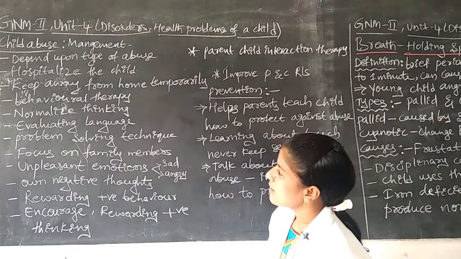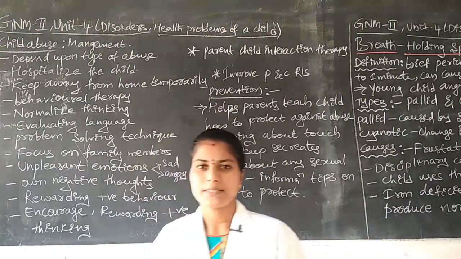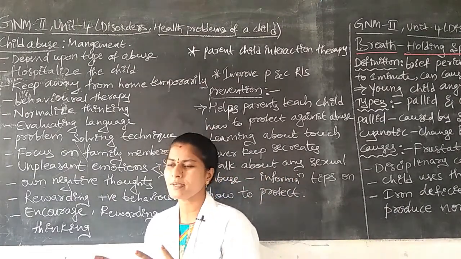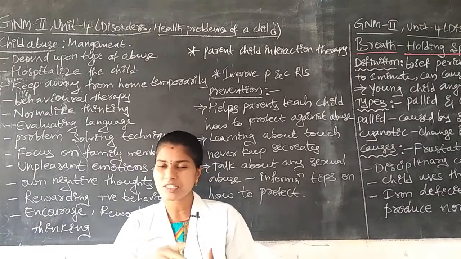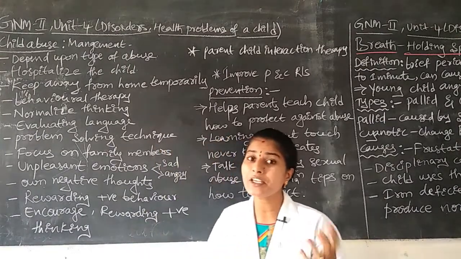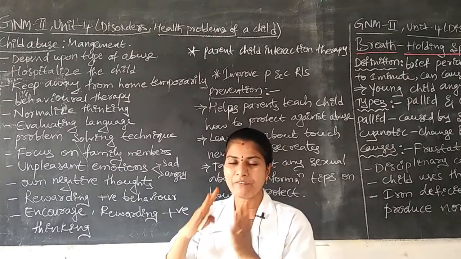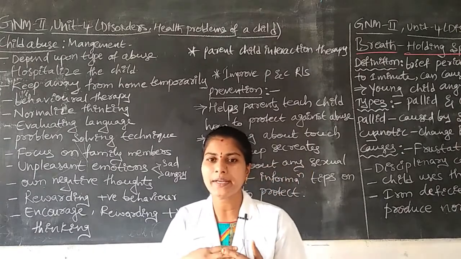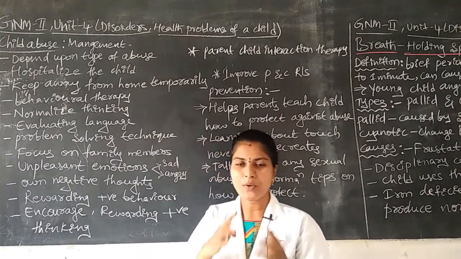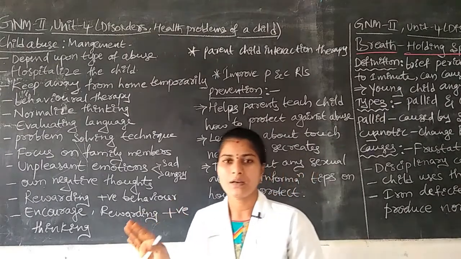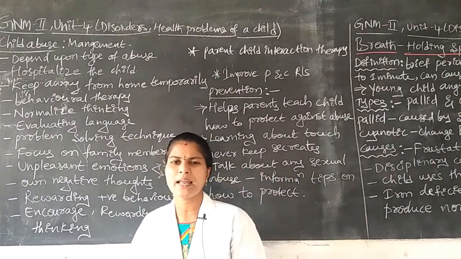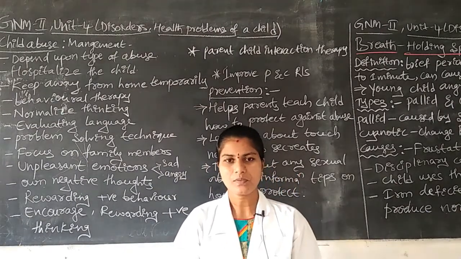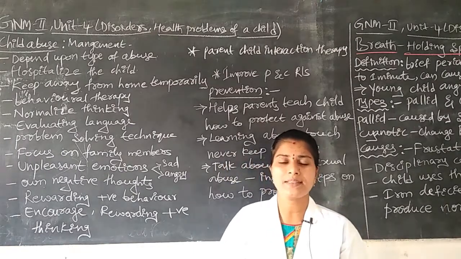Next one is normalized thinking. Sometimes the child thinks negative thoughts. When the parents do some favor for the children, the child takes it negatively: this is only a benefit for the parents, by doing this activity we are not getting any benefits, my parents alone are getting the benefit. Like that, the children have negative thinking.